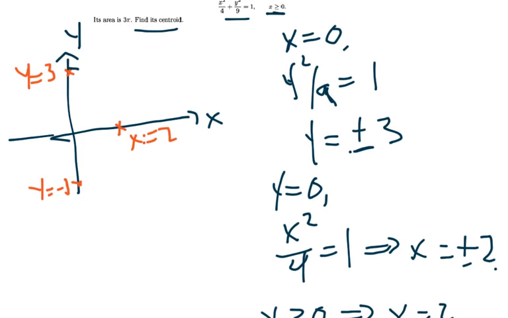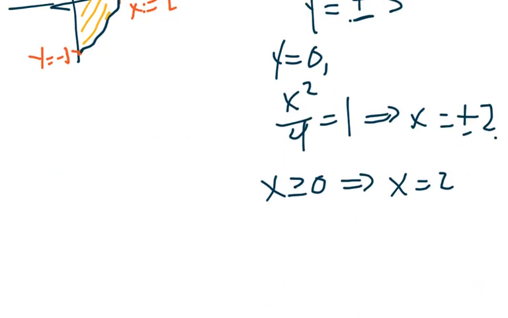Okay, so we can draw this thing. We know it looks like an ellipse. It goes through these points, and it's going to be this, and we're interested in this region in here. Okay, so now that we have that, we want to find its centroid.